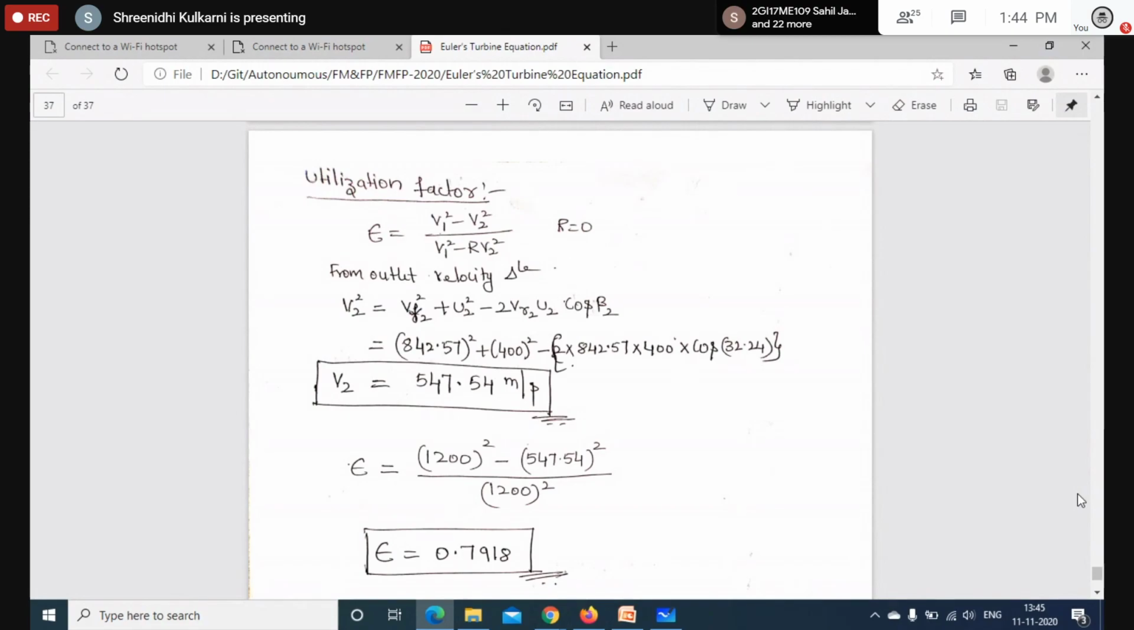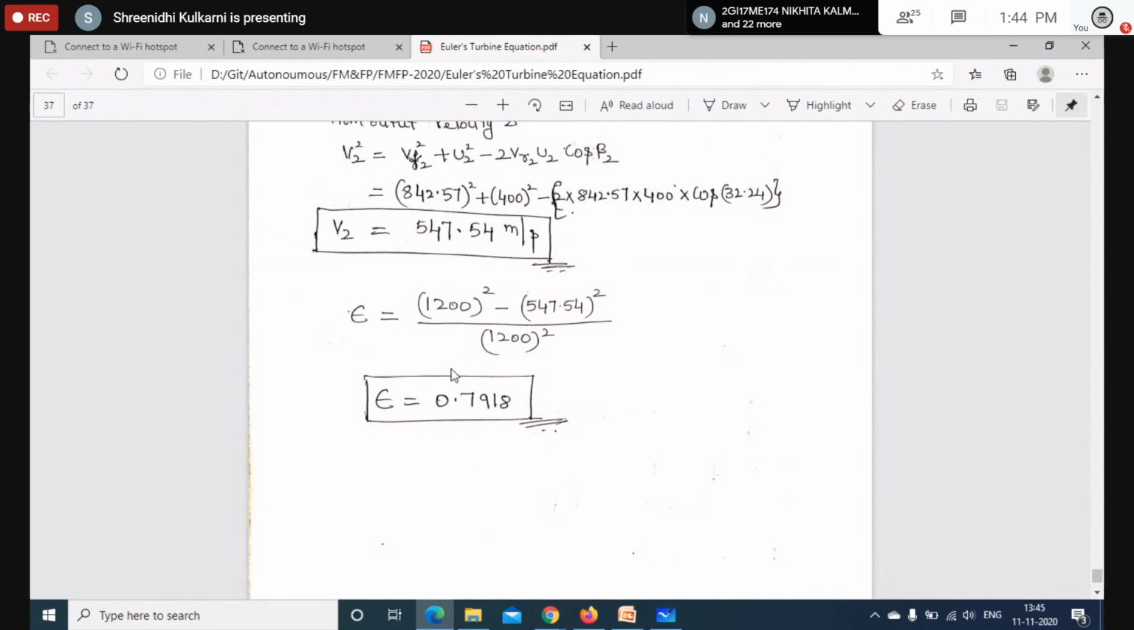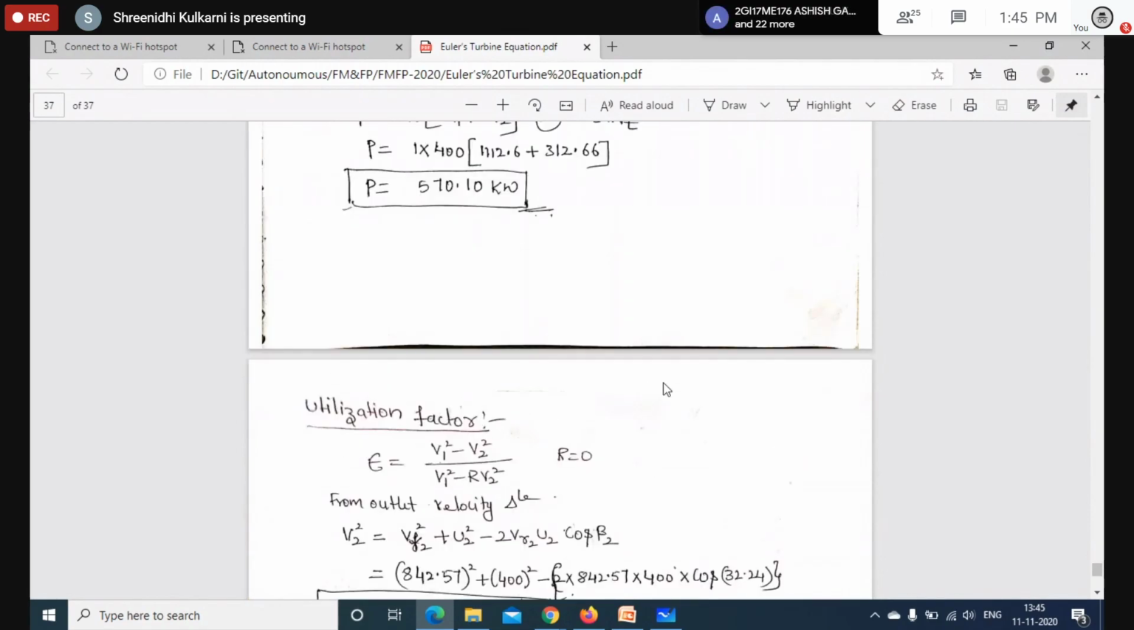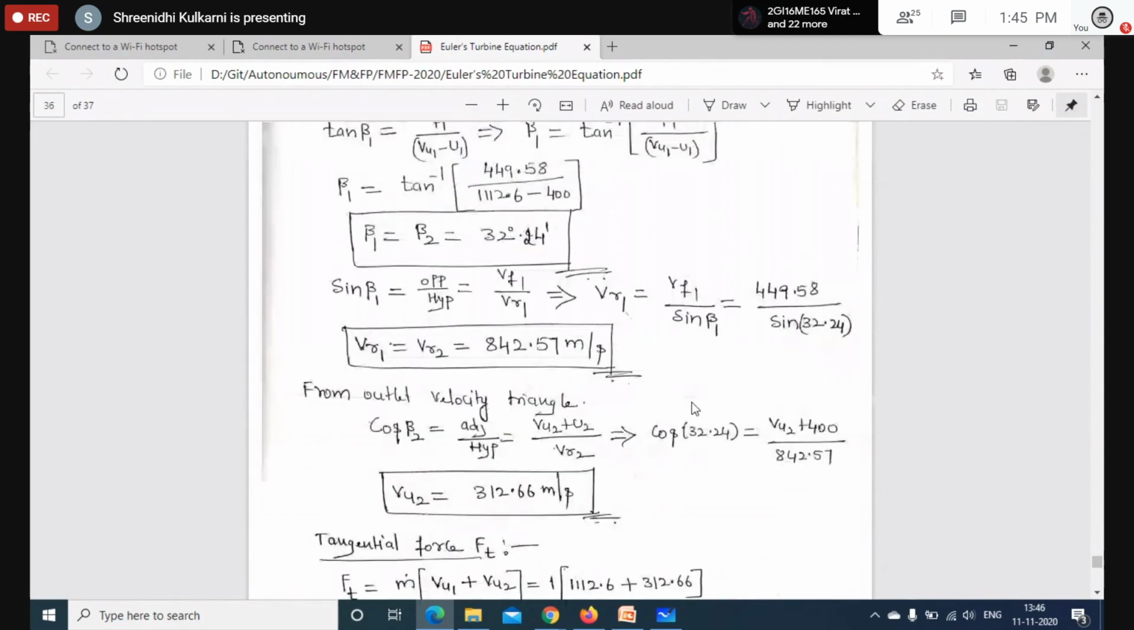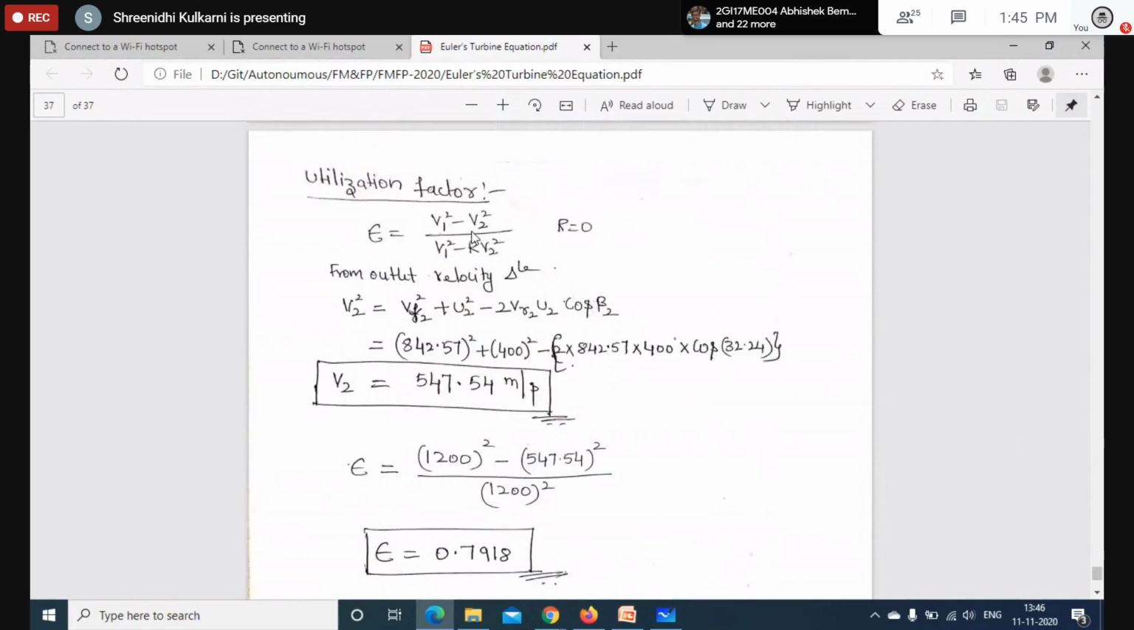Yes, sir. Okay, so you'll get epsilon as 0.79, or simply we can call epsilon equal to 0.8. Sir, show the last equation once. Epsilon is equal to V1 square minus V2 square divided by V1 square minus R into V2 square.